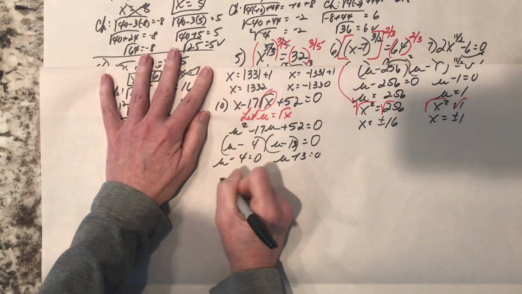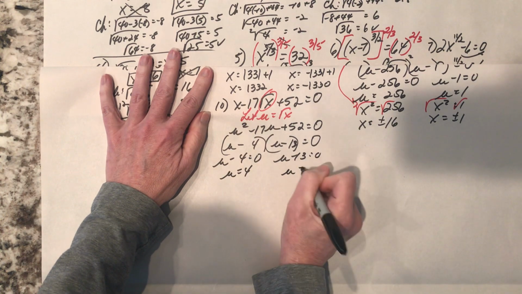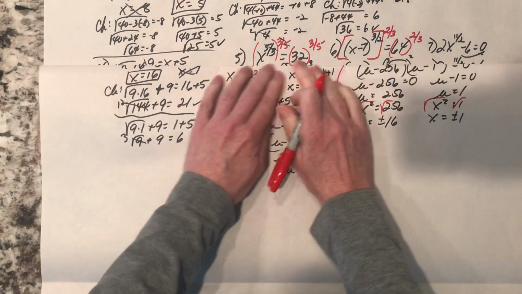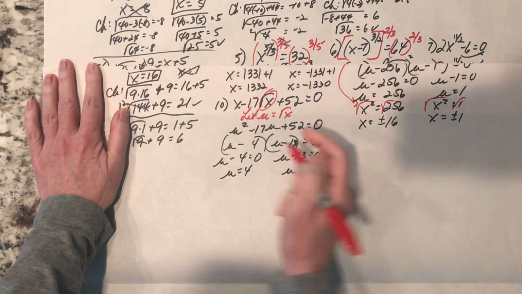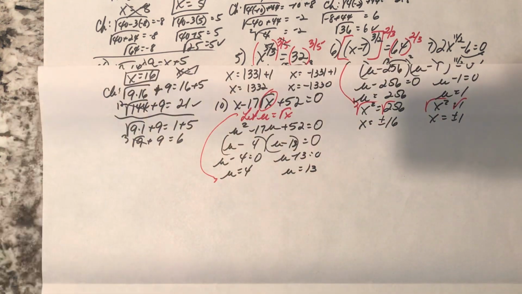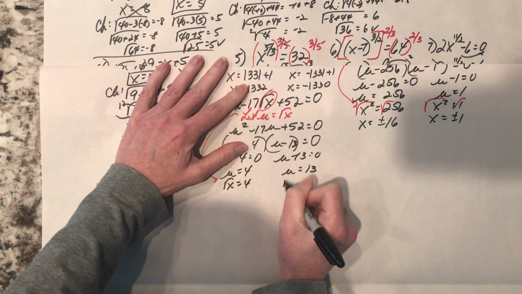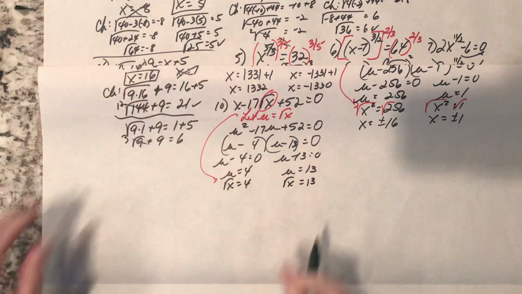And then send them across. Now, we're not dealing in mu in this problem, we're dealing in x. So you want to go and resubstitute. So we're going to plop back in the square root of x equals 4. The square root of x equals 13.